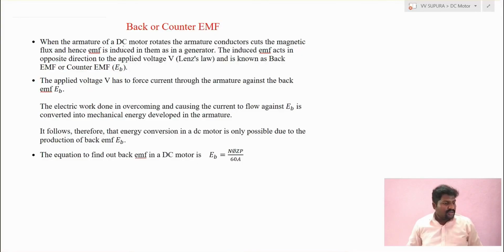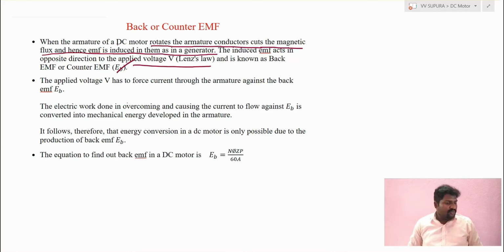Let's see here. When the armature of a DC motor rotates, the armature conductors cut the magnetic flux, and hence an EMF is induced in them as in a generator. So similar to the generator, here also an EMF is induced when the conductors or armature rotate. The induced EMF acts in the opposite direction to the applied voltage because of Lenz's law. It is known as a back EMF. The difference between the back EMF and supplied voltage is converted to mechanical energy.